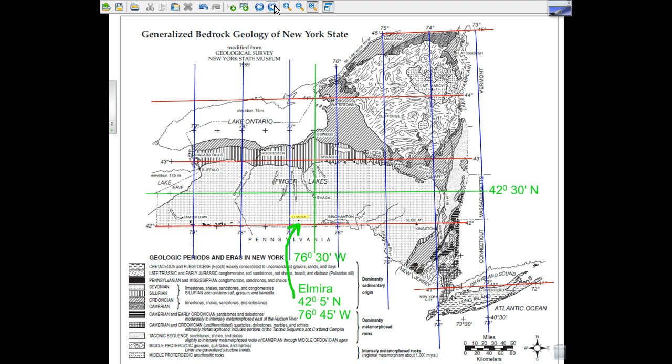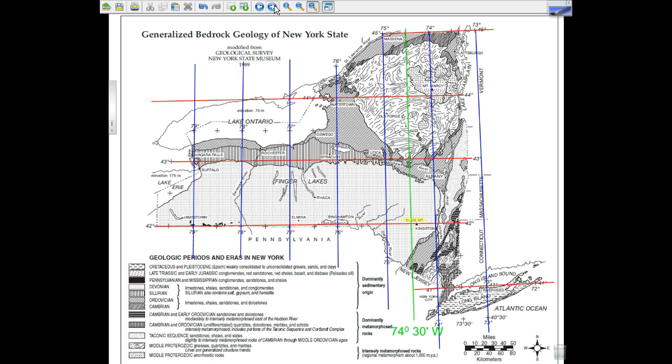So if we take a look at that estimation, we could say Elmira is about 42 degrees 5 minutes north. If you said 7 minutes north, you're perfectly fine. 8 minutes north, 4 minutes north, you're okay. 76 degrees 45 minutes west. Notice we're not getting into seconds on this map. You're really not going to use seconds on a map like this especially.